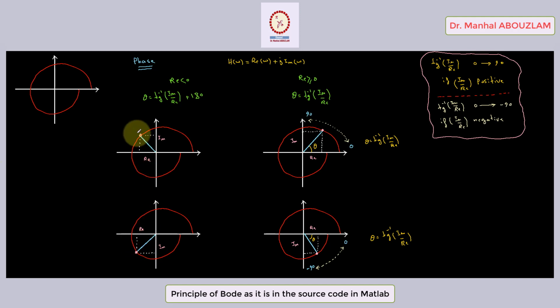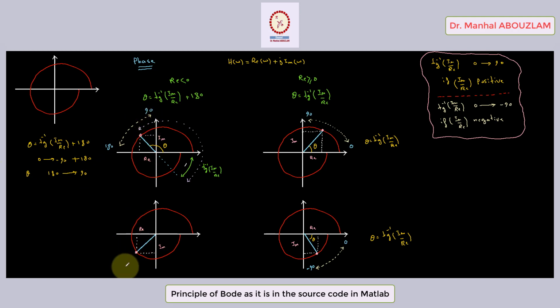For the case when you are in this region, the inverse tangent of this ratio is equal to this angle. As this ratio is negative, so this angle is negative. When we add this angle to 180, we obtain the phase, which is equal to this inverse tangent, which is between 0 and negative 90, plus 180, so the phase in this region is between 90 and 180. Now for the case where you are in this region, the inverse tangent of this ratio is equal to this angle.